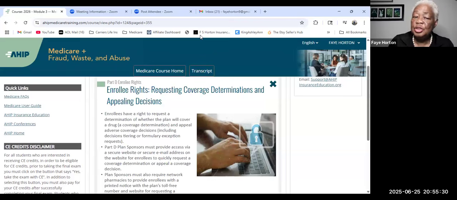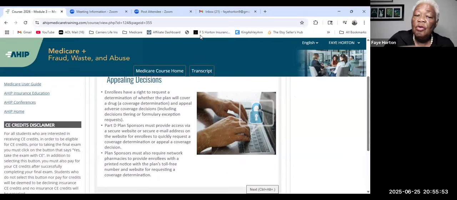Enrollees have a right to request a determination of whether the plan will cover a drug. They also have the right to appeal adverse coverage decisions, including decisions about tiering or formulary exception requests. Part D plan sponsors must provide access via a secure website or secure email address on the website for enrollees to quickly request a coverage determination or appeal a coverage decision.